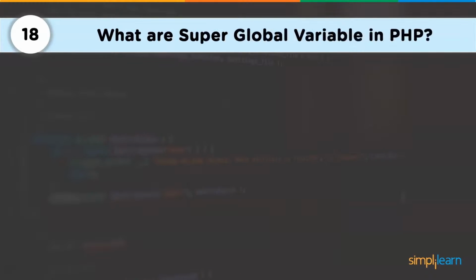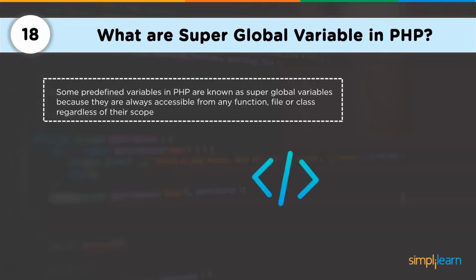Moving on, what are super global variables in PHP? Now some predefined variables in PHP are known as super global variables because they are always accessible from any function, file or class regardless of the scope. So in all, they are globally accessible.